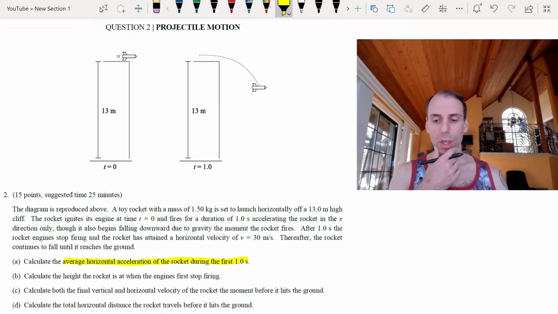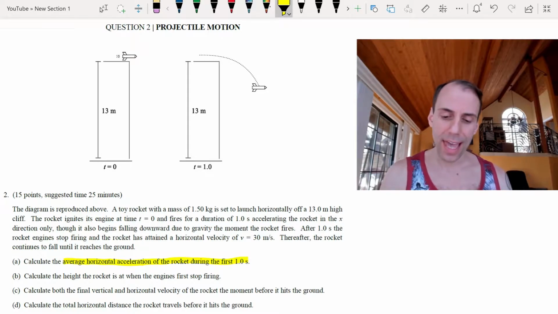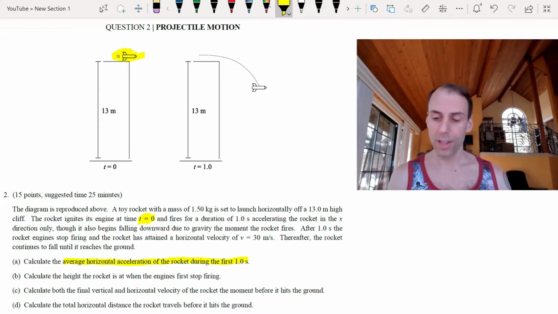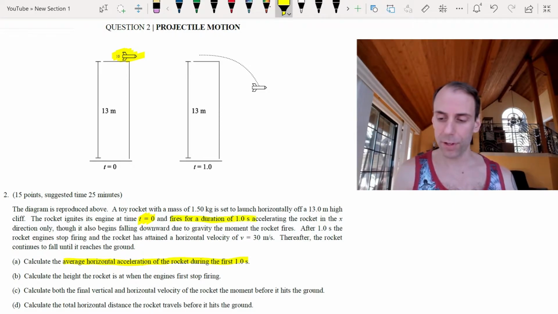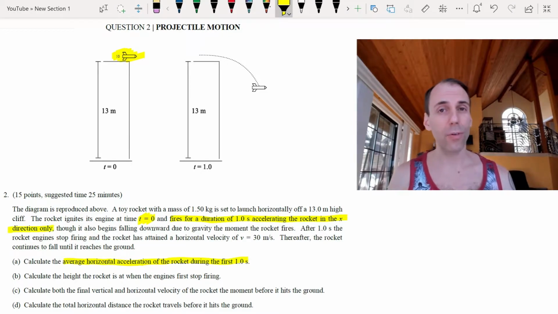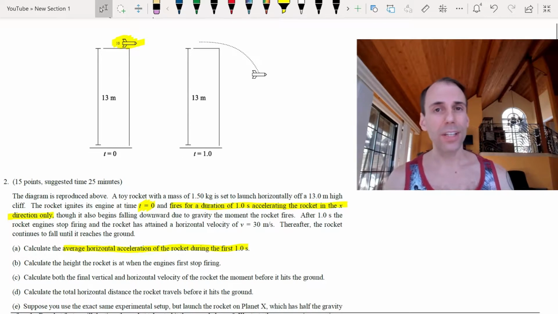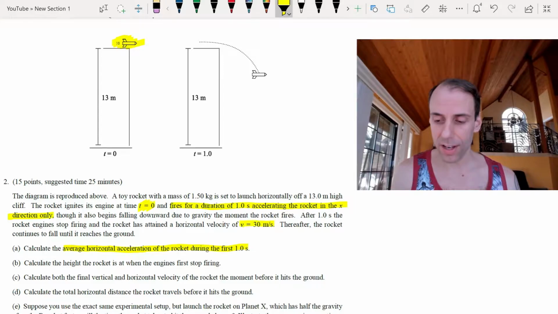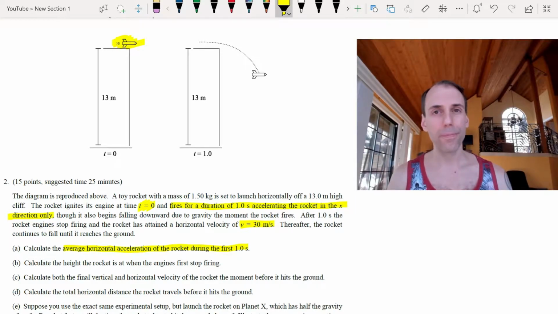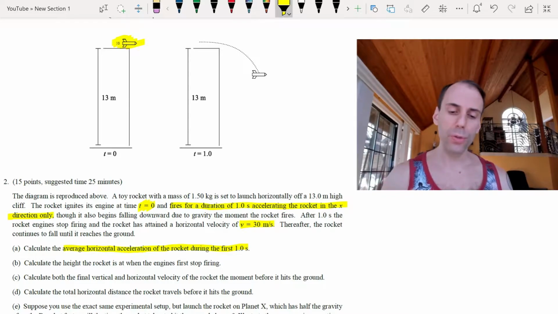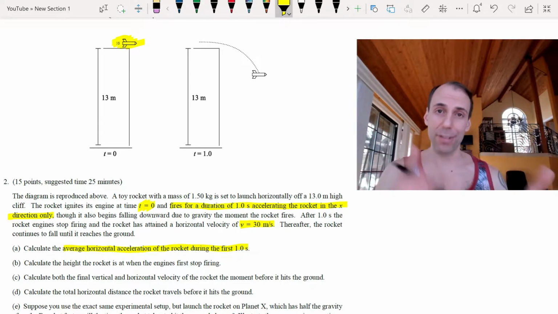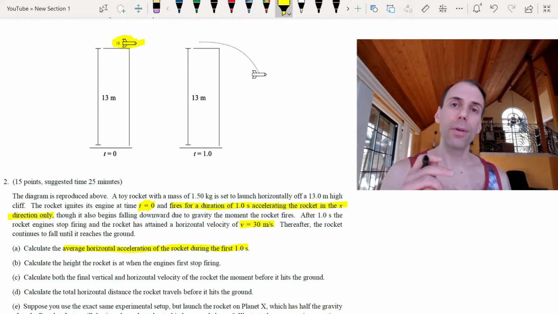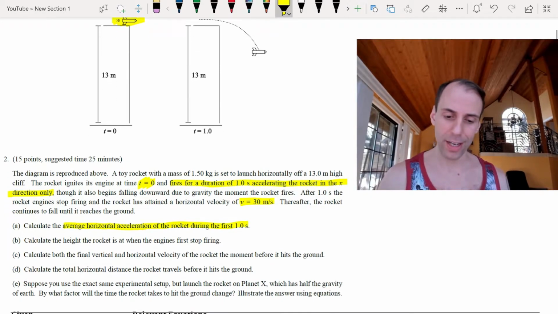Well, we know that at time t equals 0, it fires its booster engines, and it's going to accelerate for a duration of 1 second in the x direction only. And it's going to continue this acceleration for that full second until it hits a velocity of 30 meters per second. So you need to turn the words into givens, or turn the words into variables and plug those variables into a relevant equation and solve.